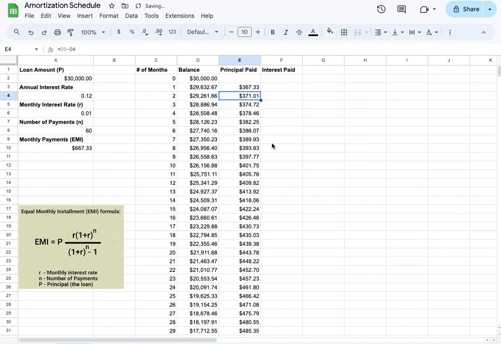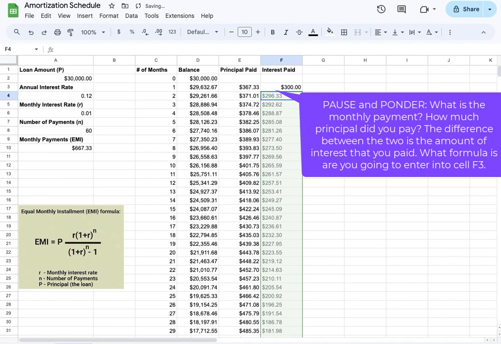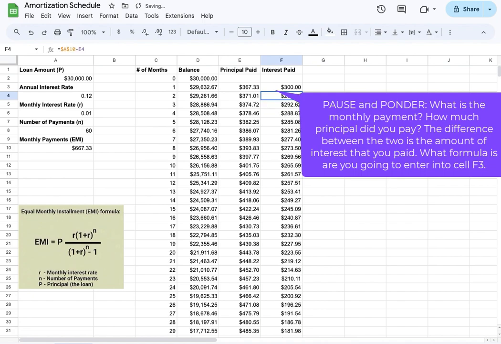Lovely. Now, the next column, again, we paid that amount in principal. We know what we pay each month, which is over here. So we're just going to subtract the principal that we paid from the amount we pay each month. So that's going to be equals $A$10, the monthly payment, and we're going to subtract from that our principal paid, which in this case is in E3. And that's going to change each month, so we're just going to type in E3. So that first month, and it's going to autofill beautifully for us.